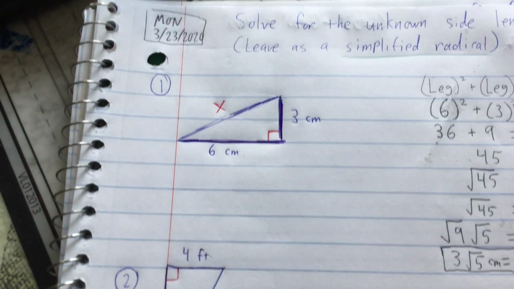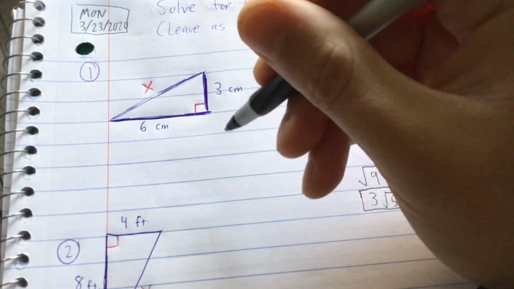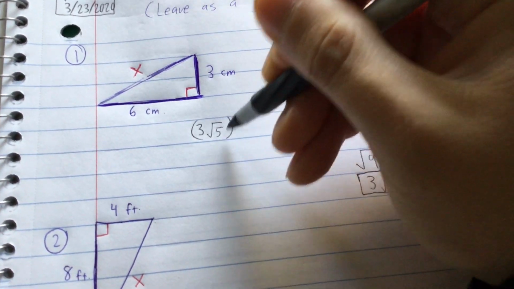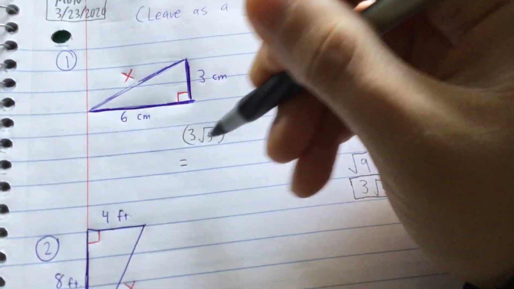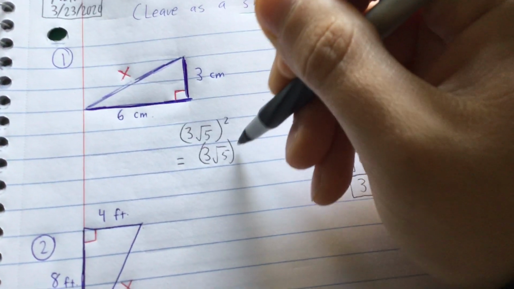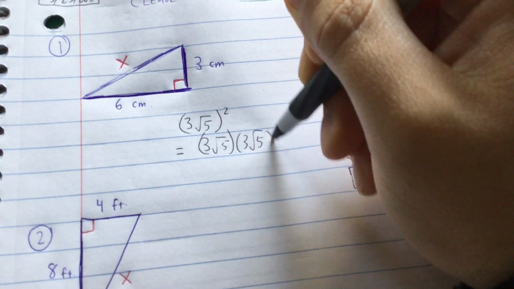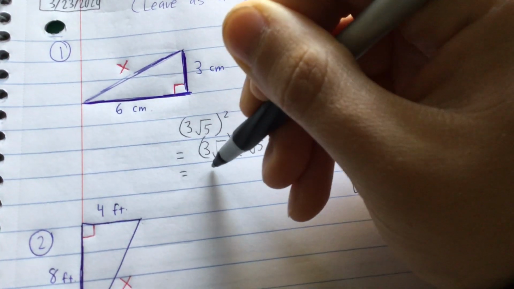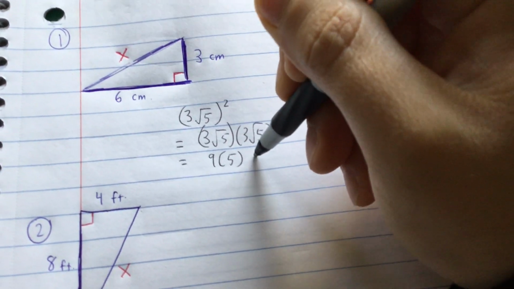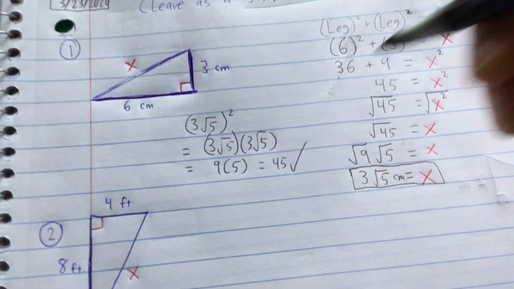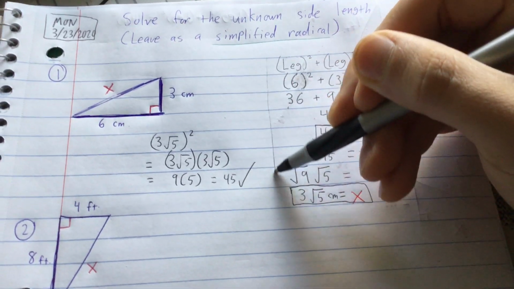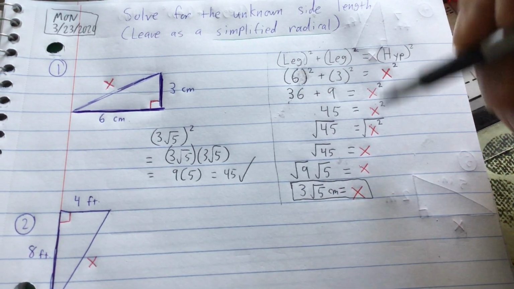And what we can do is check our work. Because if I did 3 radical 5 quantity squared, a lot of people break it up like this: 3 radical 5 times 3 radical 5. 3 times 3 is 9. Radical 5 times radical 5 is 5. So that would be 45. I should have left more space. But yeah, the important work is over here on the right.